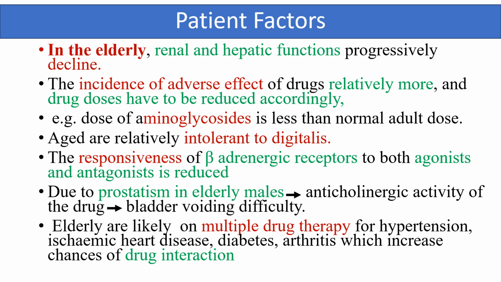Examples: the dose of aminoglycoside is less than the normal adult dose. The aged are relatively intolerant to digitalis. The responsiveness of beta adrenergic receptors to both agonists as well as antagonists is reduced. Due to prostatitis in elderly males, anticholinergic activity of a drug makes bladder voiding difficult. Elderly patients are likely to be on polypharmacy for hypertension, ischemic heart disease, diabetes and arthritis, which can increase the chances of drug interaction.